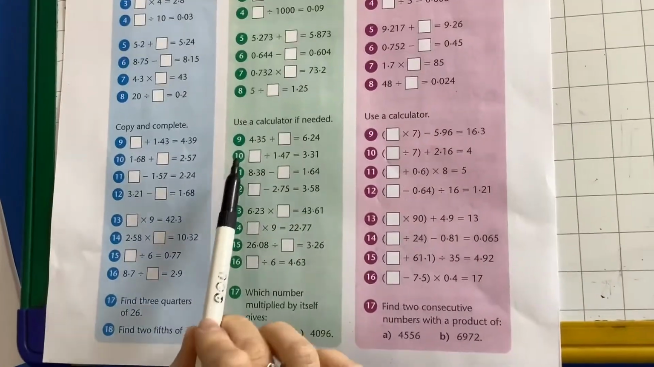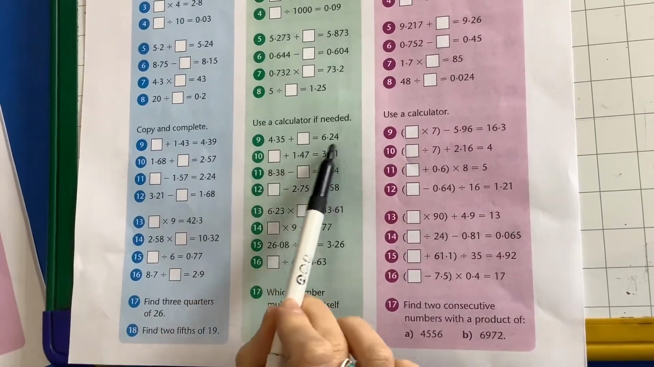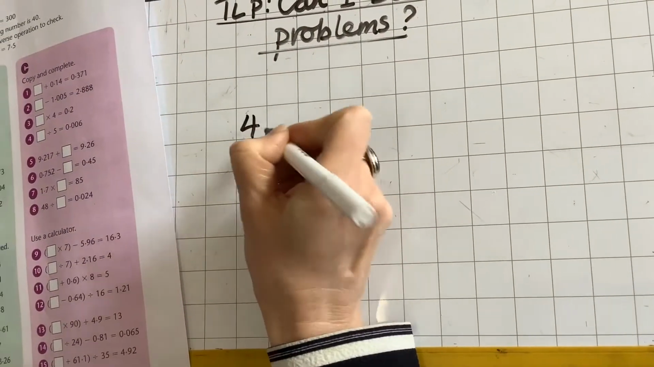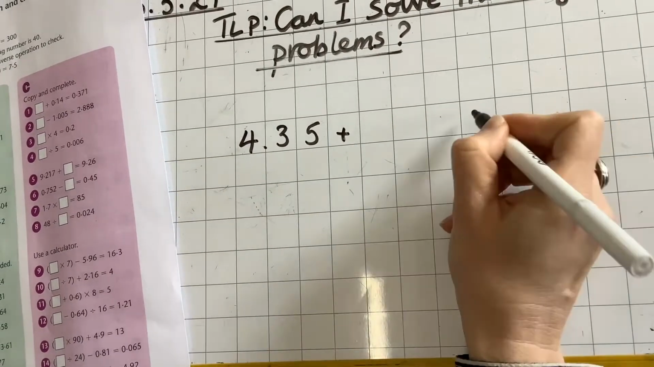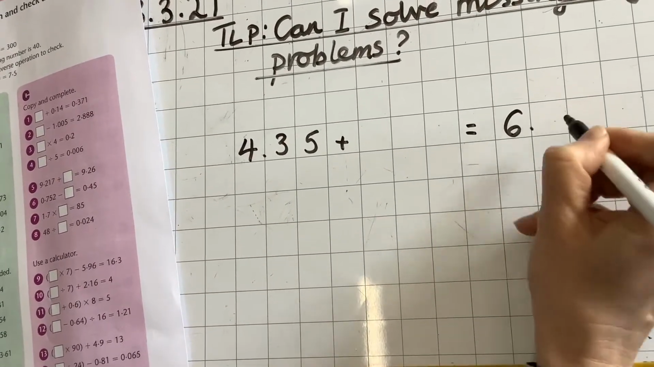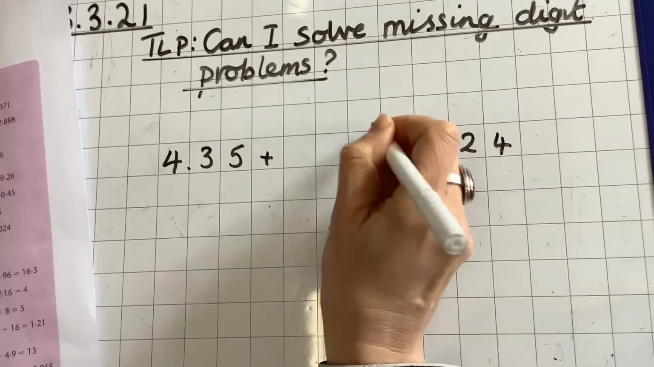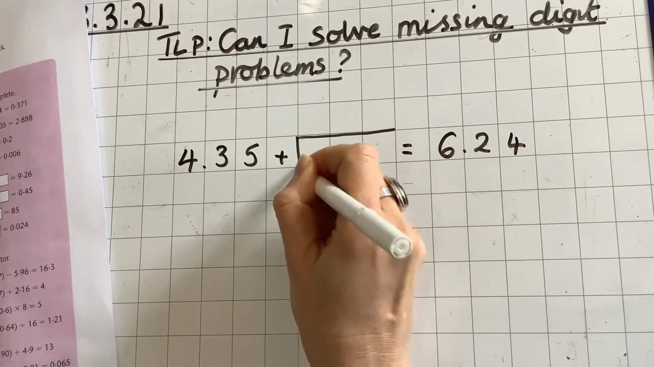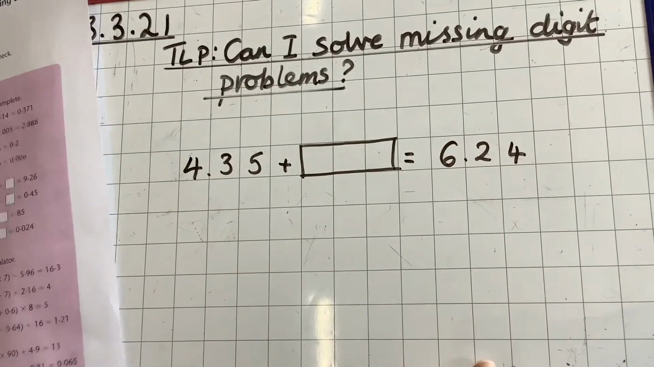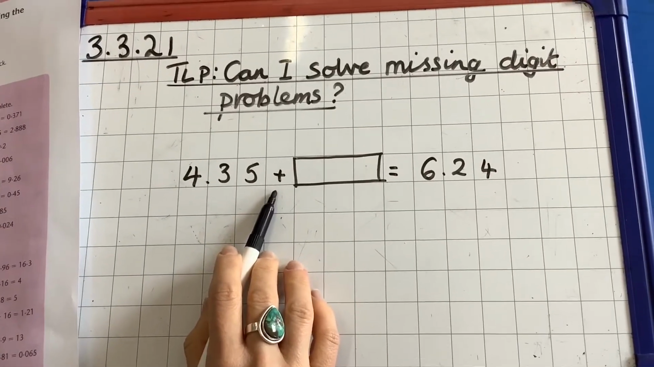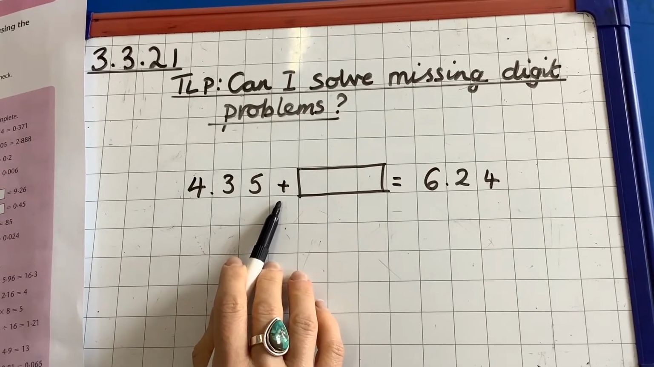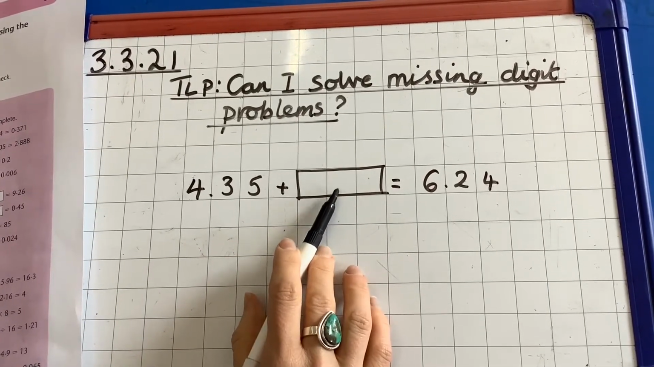So for example here, number 9 here, where we've got a missing digit. So we've got 4.35 plus something equals 6.24. And this is the missing number here, something that's missing. Because it's an addition, I think I'm going to need to use a subtraction, which is the inverse, to find out what is missing here.